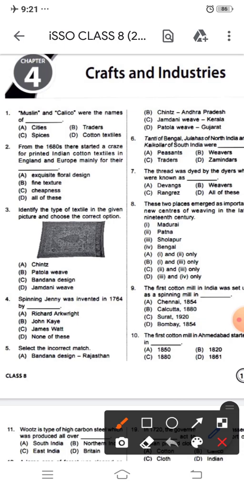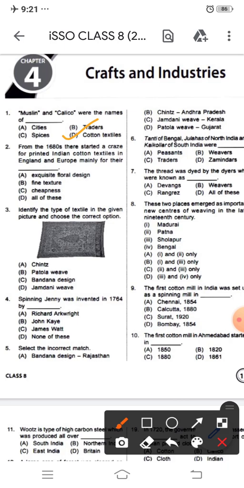First question. Muslin and calico were the names of dash. Options: A. Cities, B. Traders, C. Spices, D. Cotton textiles. The correct option from this is cotton textiles.